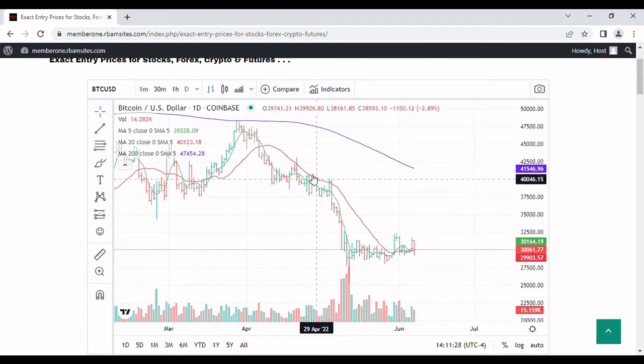This type of price action right here is when a moving average to me is very interesting. You can see the close on this day right here was right on the moving average. That would have been very interesting, and a lot of people would have been watching it. You can see the next day was a very significant range day for Bitcoin.